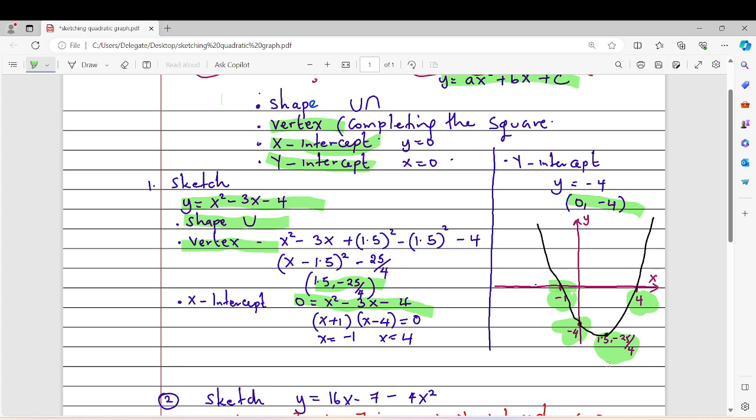So you must know the 4 things. You must know the shape before you start. You must be able to get the coordinate of the vertex by completing the square. You must be able to get the x-intercept and the y-intercept. And when you get all that, the rest is just sketching. So we go to the next one.